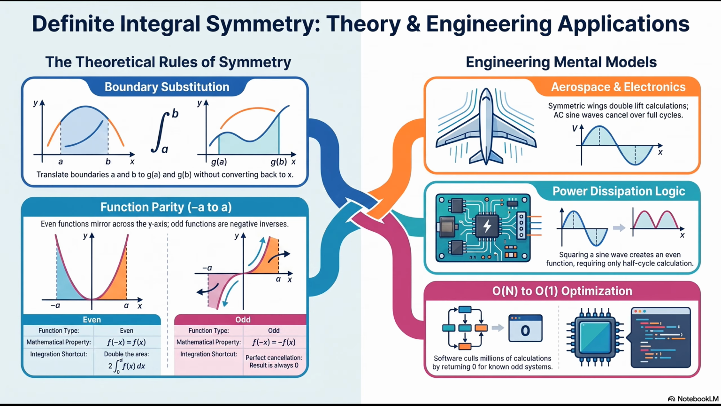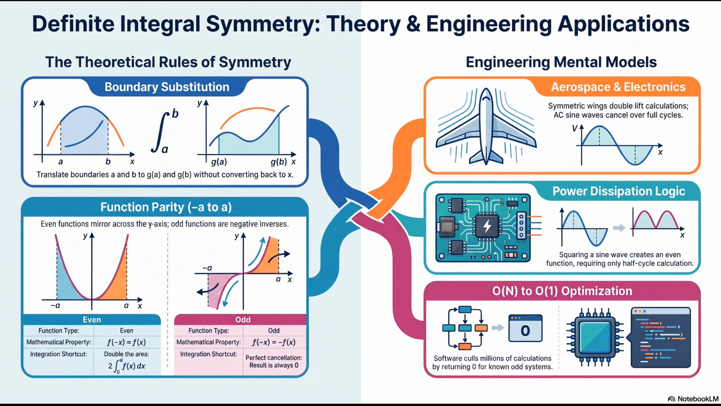That physical cancellation is so intuitive when we talk about abstract graphs. But how does that translate to actual metal and software? Well, let's take aerospace engineering. An aircraft in flight is basically a massive exercise in managing symmetric boundaries. Think about the aerodynamic loading on a perfectly symmetric delta wing. Okay, so we're measuring the fluid dynamics from the far left wingtip, which is our negative boundary, across the fuselage to the far right wingtip, which is +a.